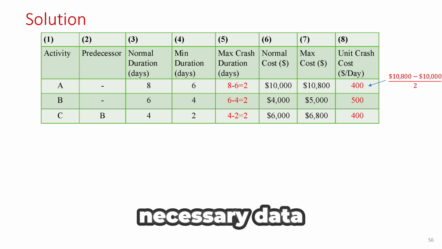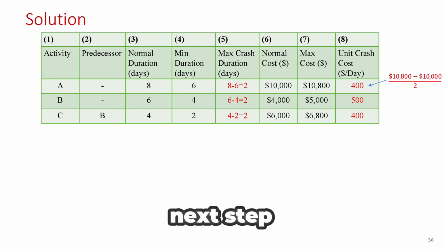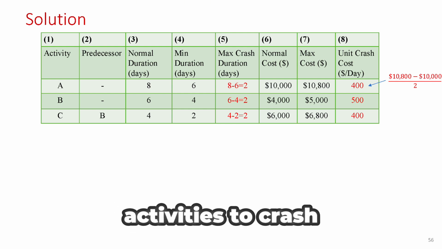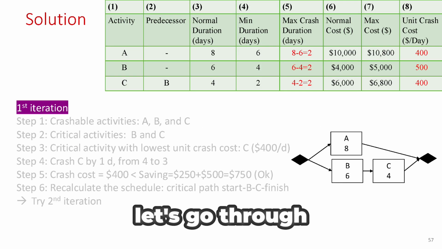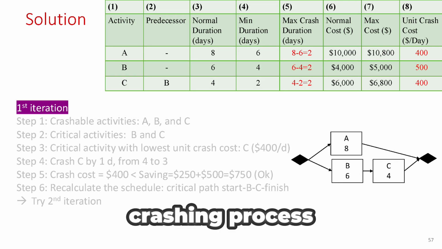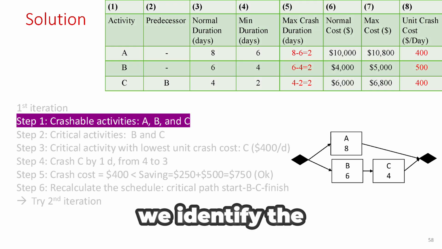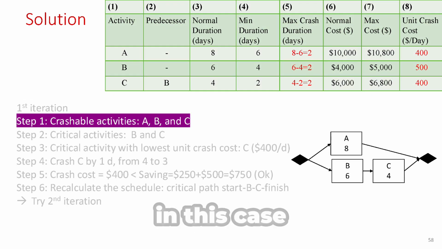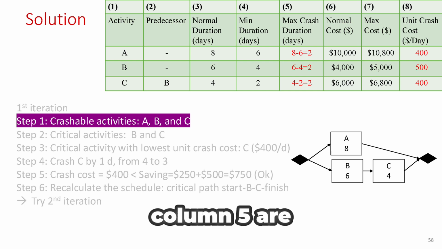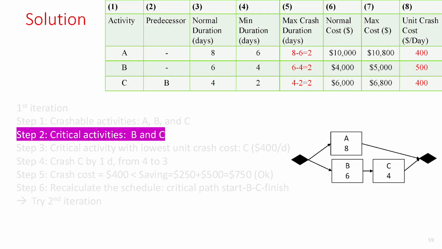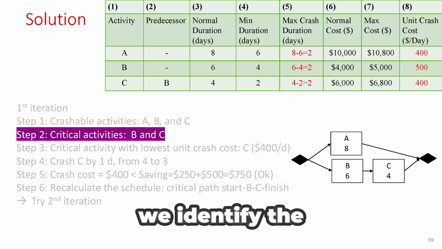Now that we have all the necessary data, we can move on to the next step, figuring out which activities to crash, starting with those on the critical path that have the lowest crash cost per day. Let's go through the first iteration of the schedule crashing process. Step 1, first, we identify the crashable activities. In this case, activities A, B, and C are all crashable as their max crash duration in column 5 are greater than 0. Step 2, next, we identify the critical path.